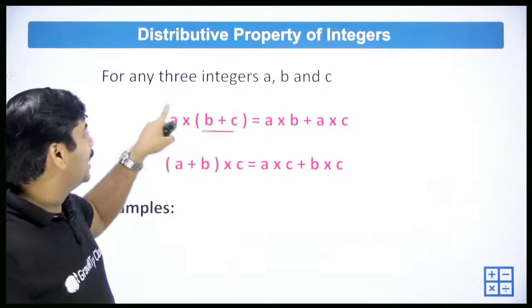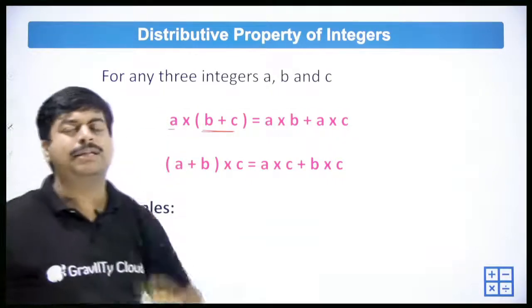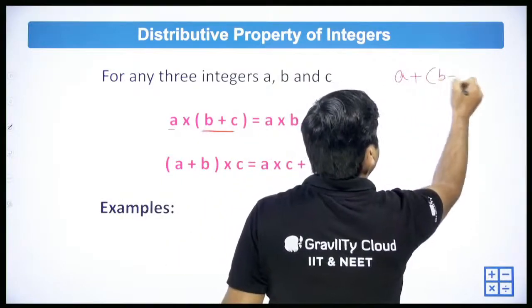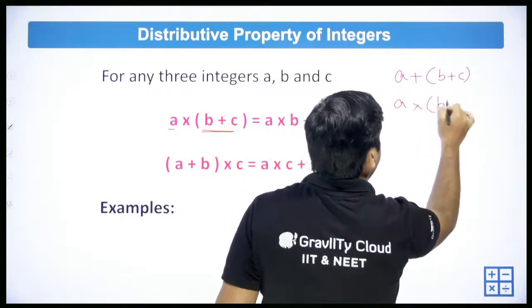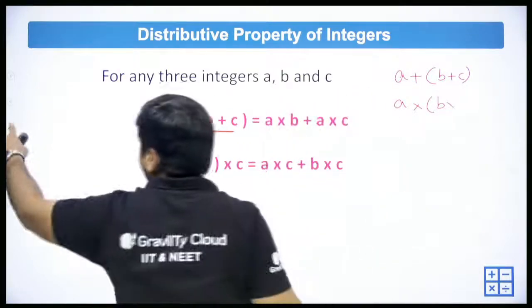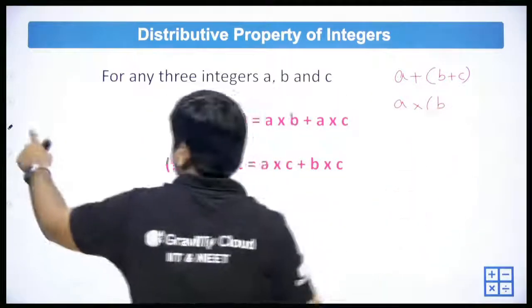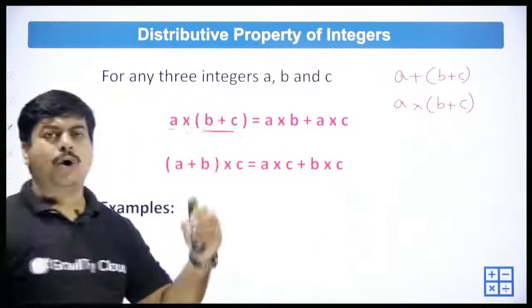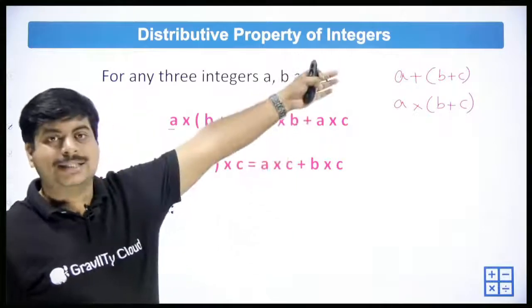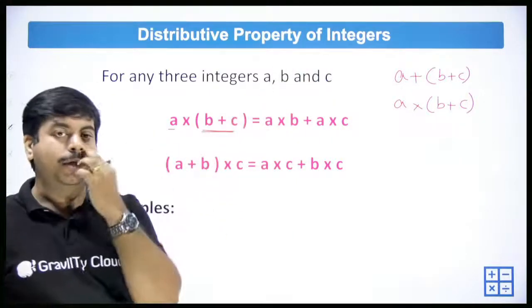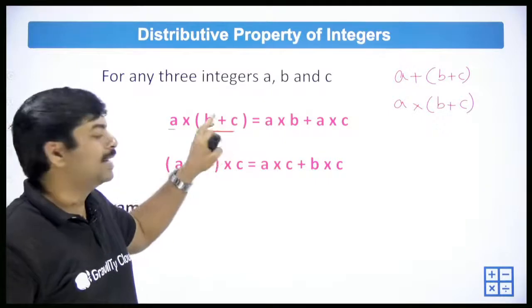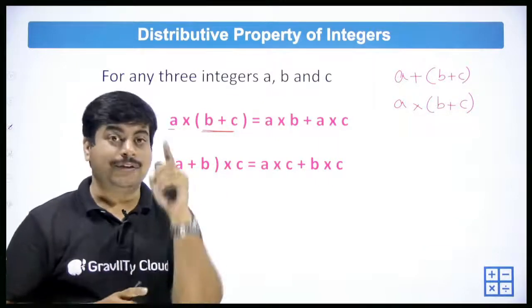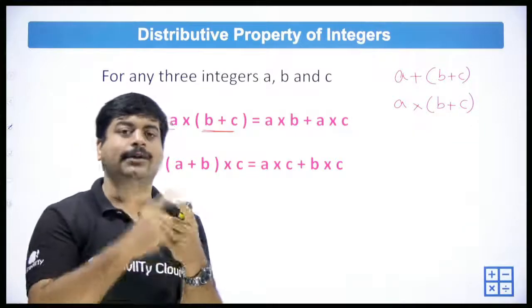It is not addition, it's not A plus, it is A into, and that is again a big mistake you make. You always confuse A plus B plus C with A into B plus C. These are two different things. You should not confuse between these two. In the first case, we are just adding all the three numbers. We discussed the associative property. But now you have multiplication as well as addition, two different operations in the same property.